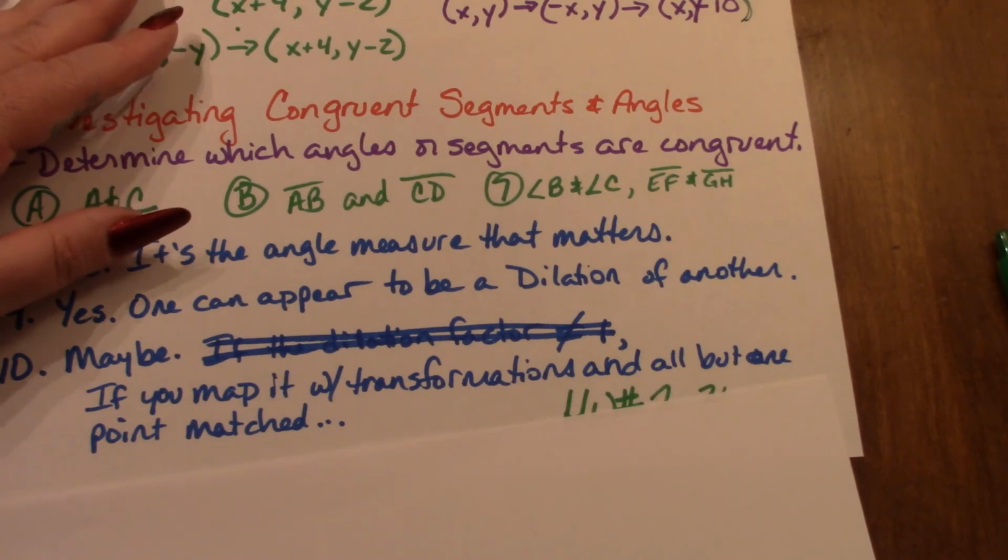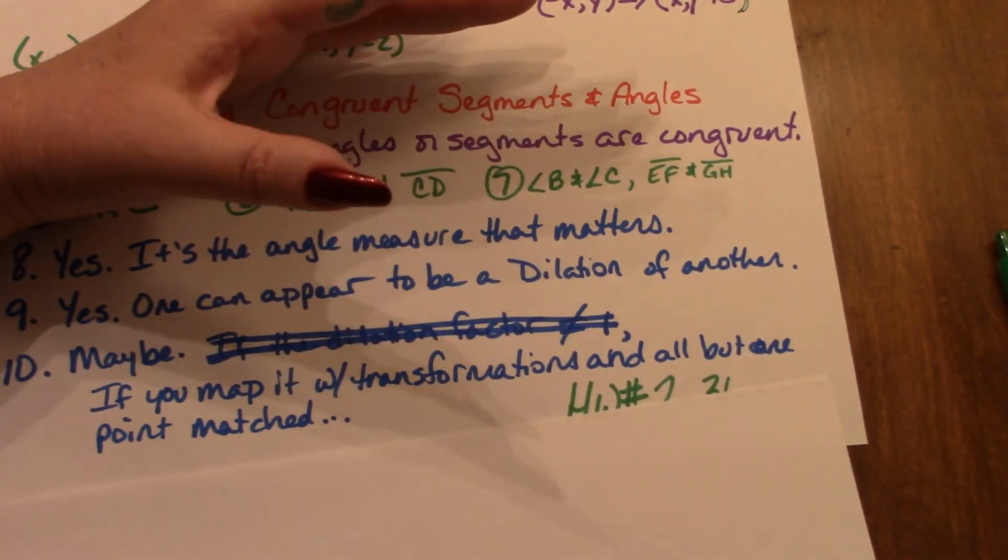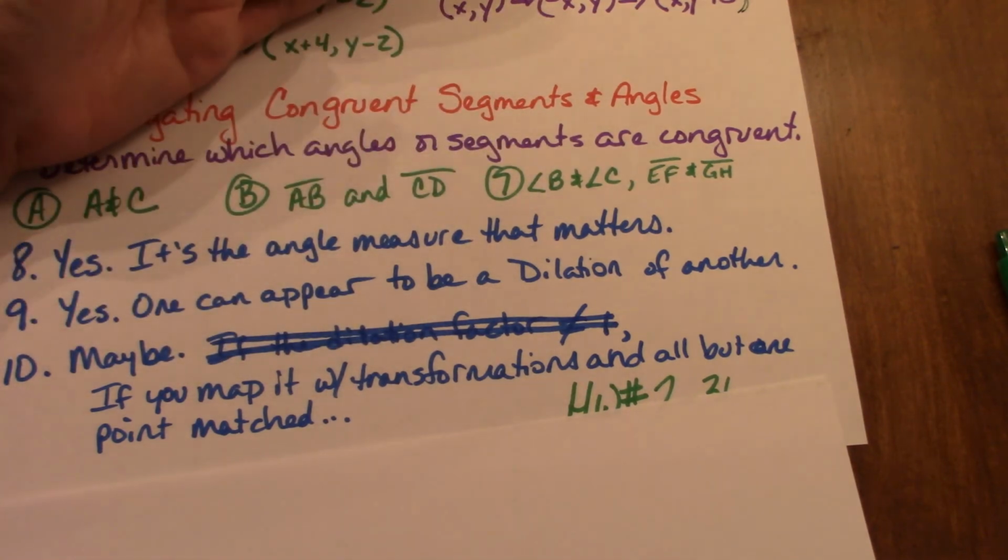If you map it with transformations and all but a few of the points match, then it's not going to be a rigid motion. But you have to be able to prove that.